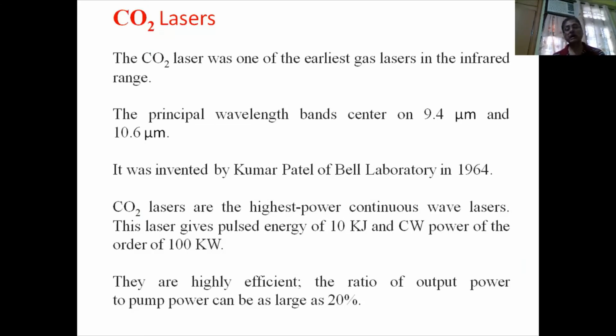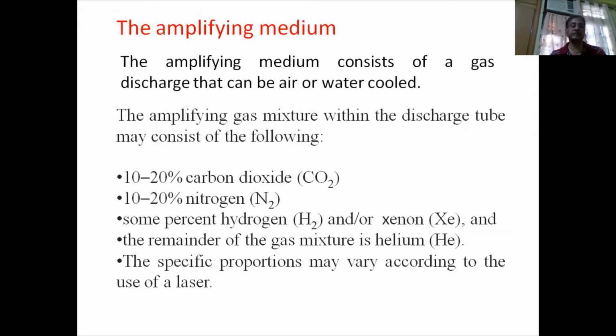CO2 lasers are the highest power continuous wave lasers. This laser gives pulsed energy of 10 kilojoule and continuous wave power of the order of 100 kilowatt. They are highly efficient. The ratio of output power to pump power can be as large as 20%.